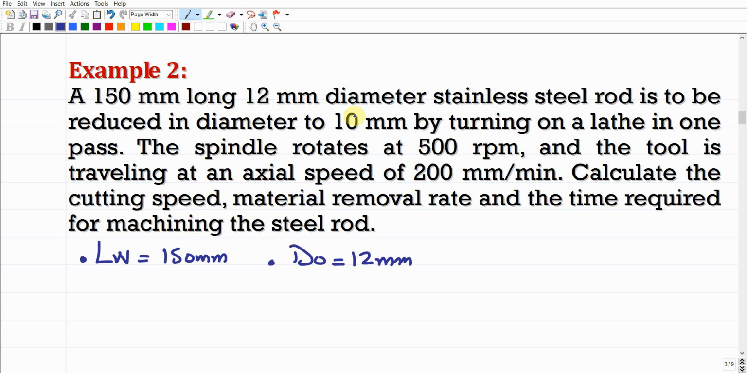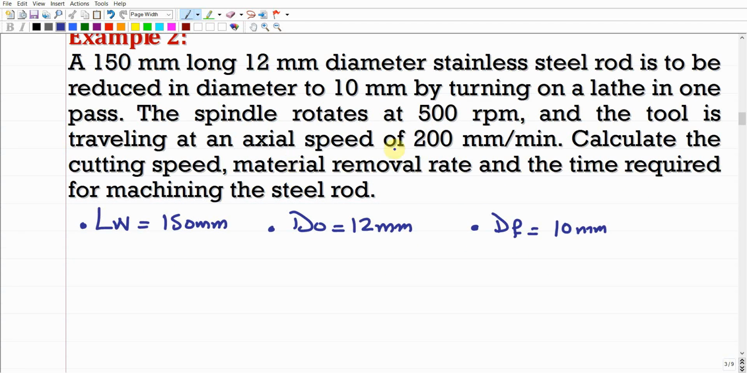The 150 millimeter long and 12 millimeter diameter stainless steel rod is to be reduced in diameter to 10 millimeters. So this is going to be the final diameter, 10 millimeter, by turning on a lathe in one pass. So we're still working in one single pass to perform this turning operation. And here we are talking about a turning operation, so I have to use the equations that we described for the machining time and metal removal rate for the turning operation. Here he talks about the spindle.